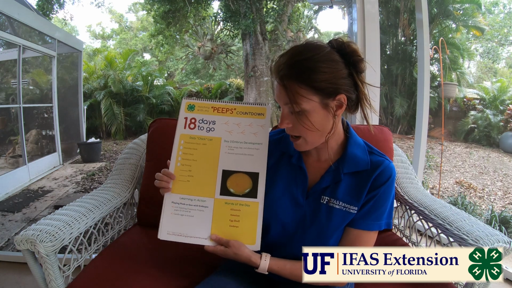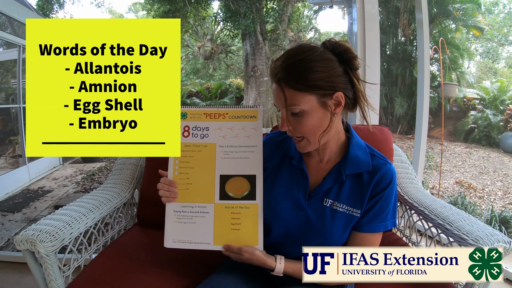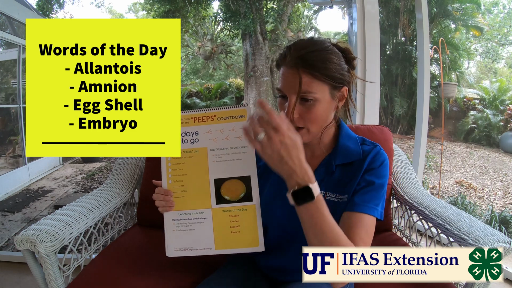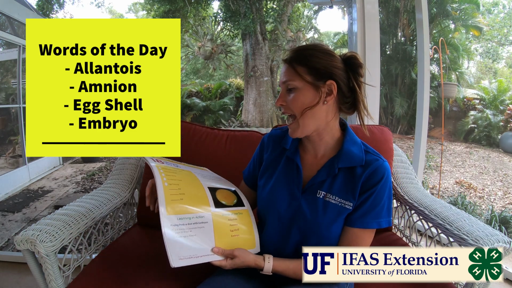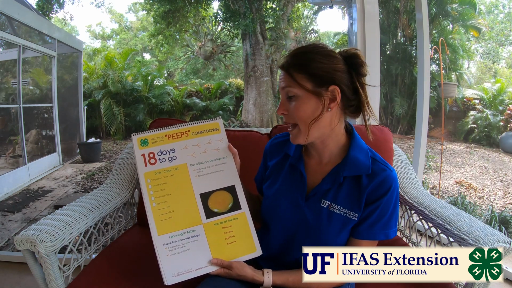Some of the words of today are allantois, amnion, eggshell, and embryo. So those are our words for today. Today, the beak, the wings, the legs, and the allantois begin to form, and the amnion surrounds the embryo. So those are the things that are happening today inside the egg.